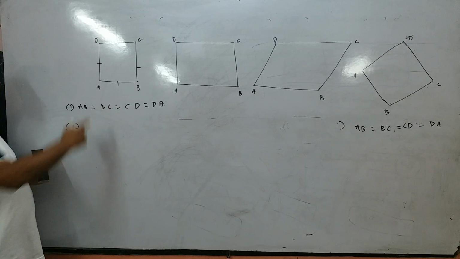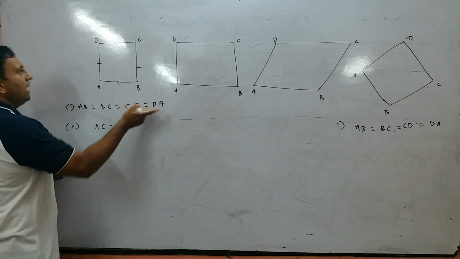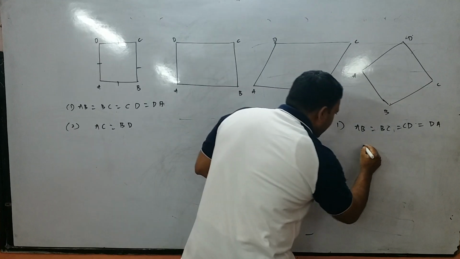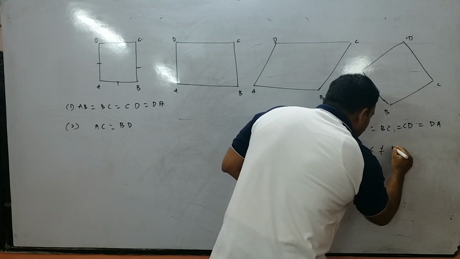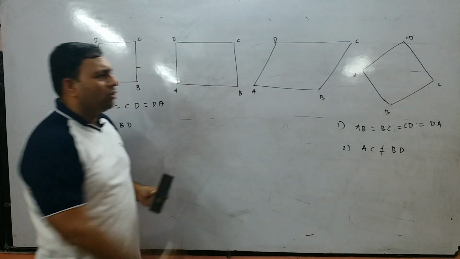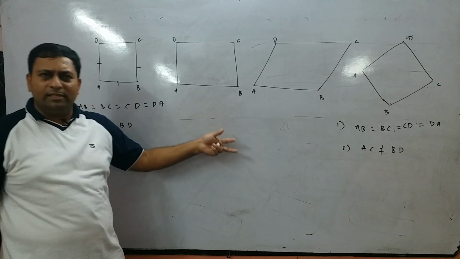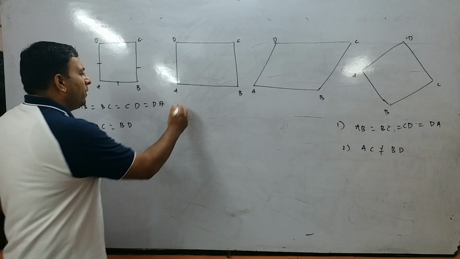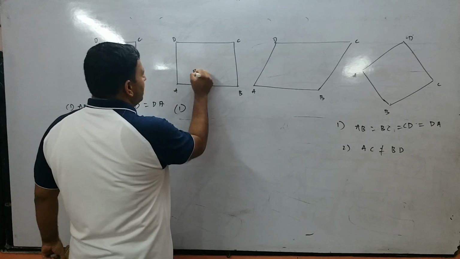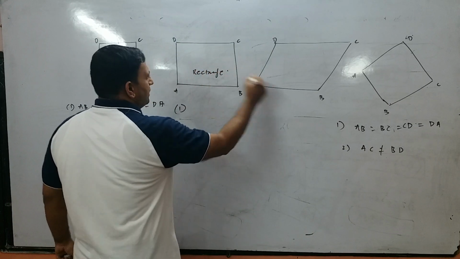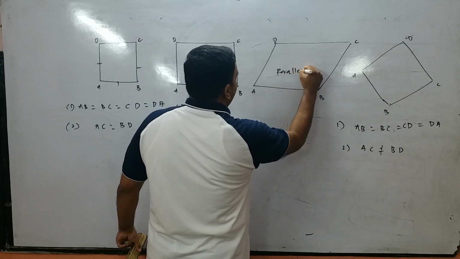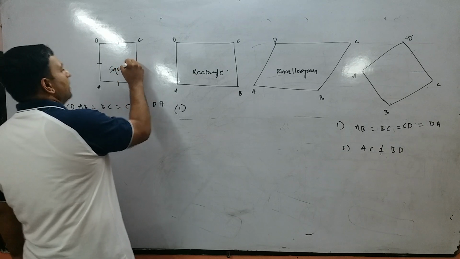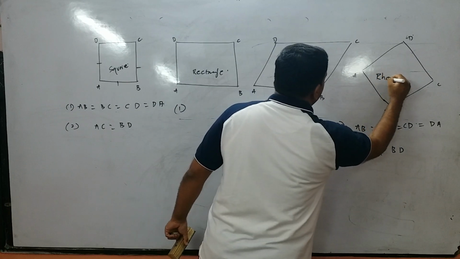In a square, the diagonals AC will be equal to BD, whereas in a rhombus, the diagonal AC is not equal to BD. So that's how you can differentiate using the distance concept, whether it is a rhombus or a square. Similarly, this is a rectangle and this is a parallelogram, right? This is a square and this is a rhombus.